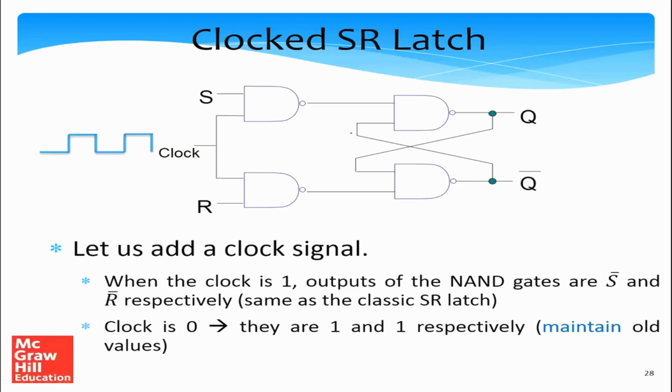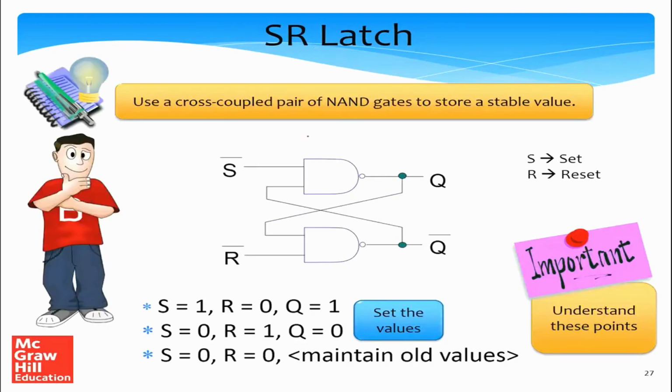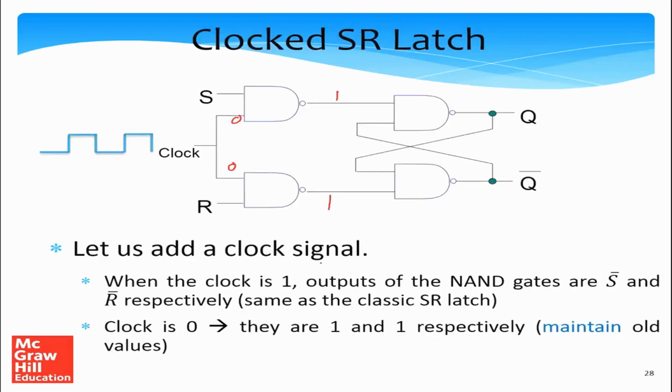If the clock is equal to 0, then the output of both the NAND gates is 1. Let's go back to the previous slide and see what happened. If the outputs of both the NAND gates are 1, it means that S is 0 and R is 0, which is this case. And we maintain the old values, right? So for a clocked SR latch, if the clock is equal to 0, we maintain the old values of Q and Q complement.